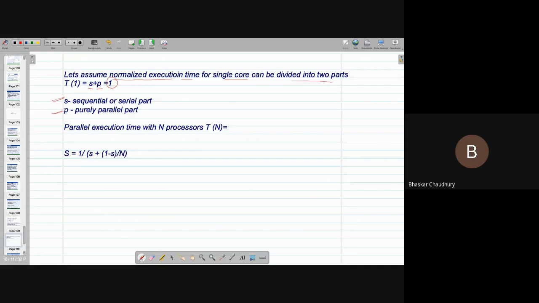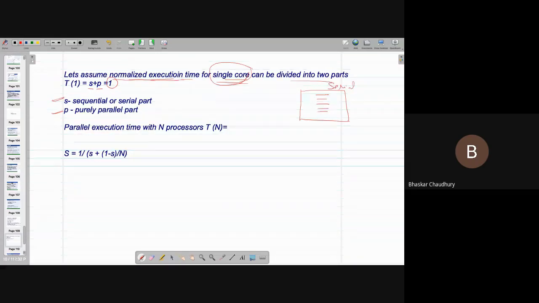Now let's understand it very, very carefully. Let's say I have a serial code. I am talking about a single core now. This is the point I am trying to tell you. Let's assume the normalized execution time for a single core, which means I am talking about a serial code. In the serial code I have several lines of code or whatever. Let's say I have 1000 lines.